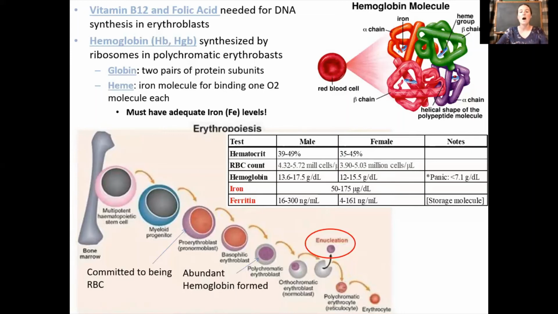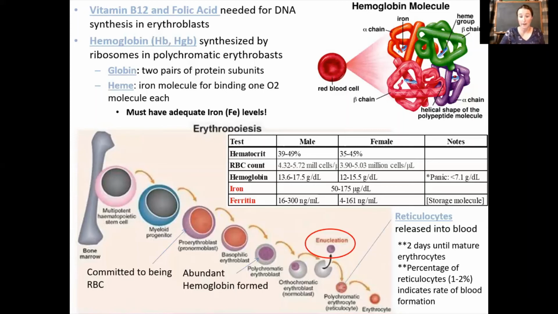Okay, so once we have enough hemoglobin, we actually kick out, right, enucleation, all of the other organelles, leaving behind this sac of hemoglobin only. Okay, at this phase, we call the immature red blood cells reticulocytes. And so that's the word way down here at the bottom. Reticulocytes are immature red blood cells. And these are actually the ones that are released into the blood circulation via those sinusoid capillaries in the bone marrow.